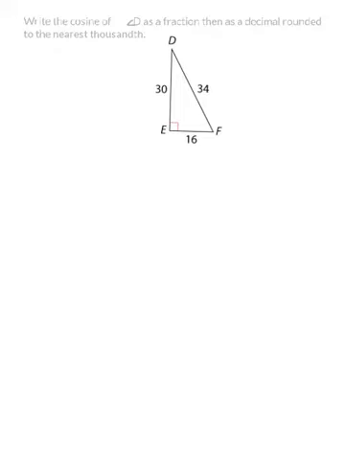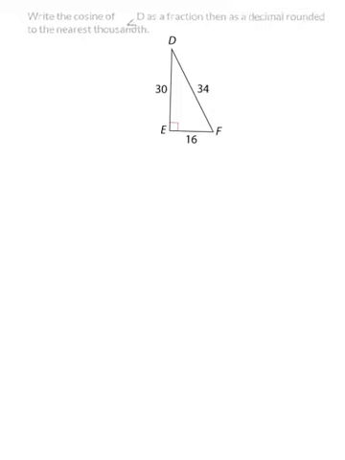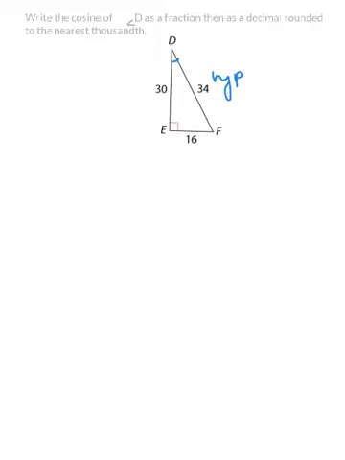And now in looking at this example, it states, using the same triangle, this time we're going to write the cosine of angle D as a fraction, then as a decimal rounded to the nearest thousandth. So I'm still going from angle D. I knew in the previous problem this was my hypotenuse. I knew the side across was opposite, and this 30 was adjacent.